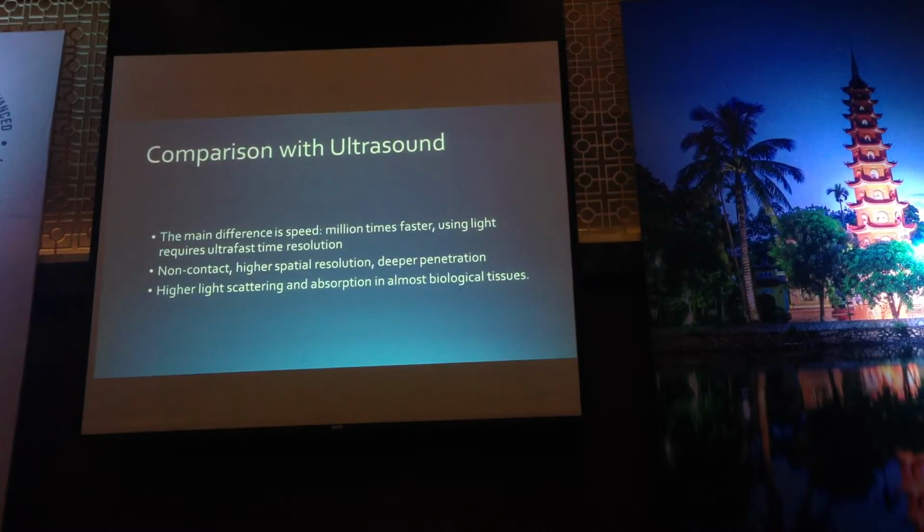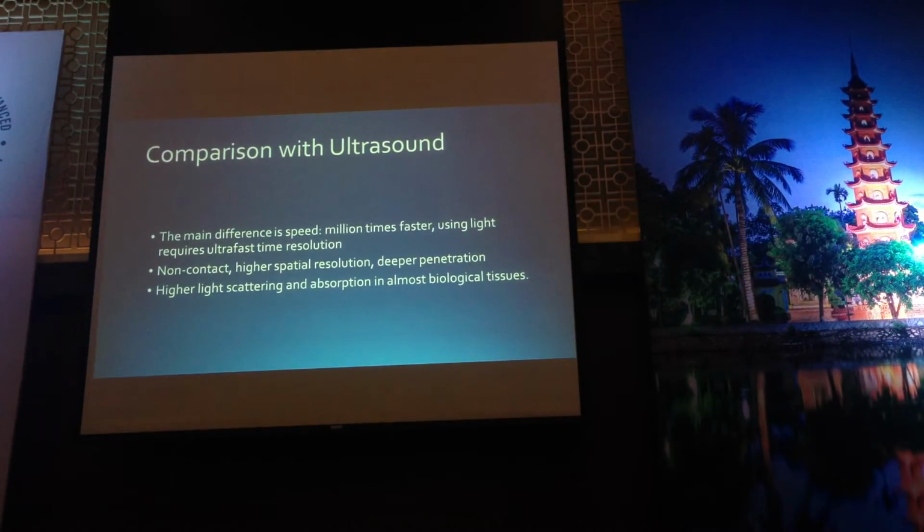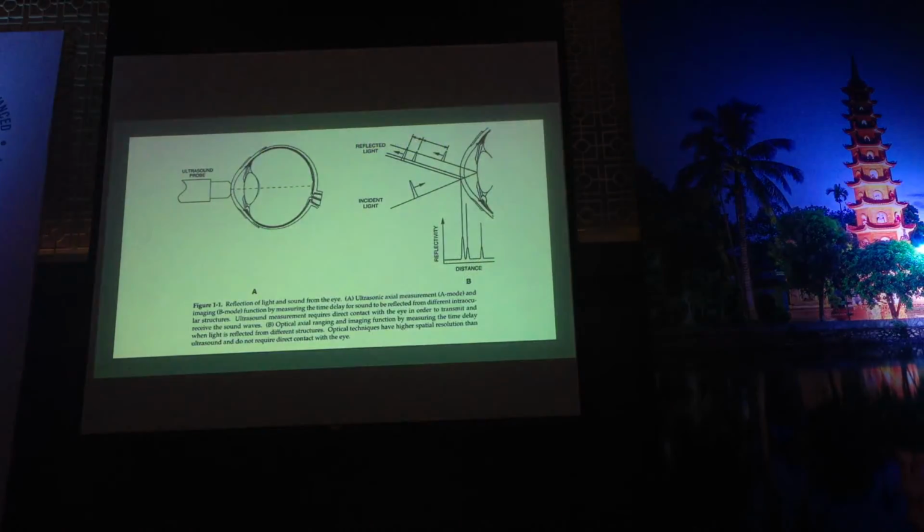The number two difference is the ability to do non-contact measurement. Right? When you do ultrasound, you have to put the probe, you have to touch the eye. But for the OCT machine, the patient doesn't have to touch the instrument. You can do it non-contact. And when you're using light for the OCT machine, you have higher spatial resolution, and you have deeper penetration compared to ultrasound. And you're going to get higher light scattering and absorption in almost all biological tissues when you're using light compared to using sound. Here's a diagram.